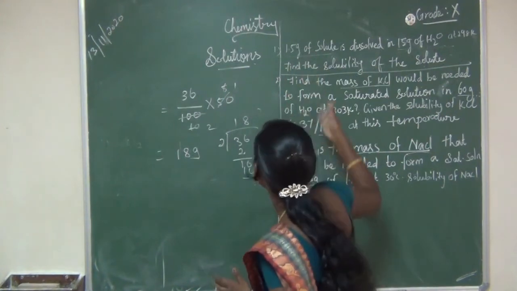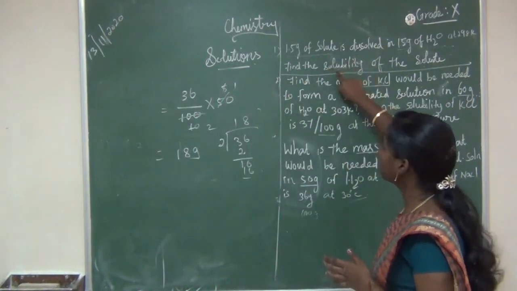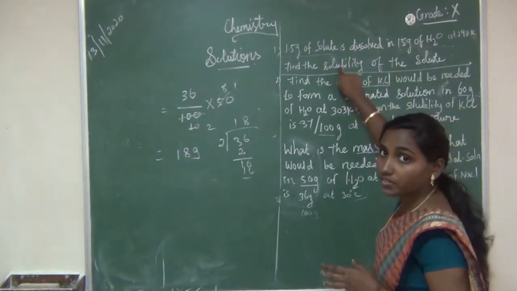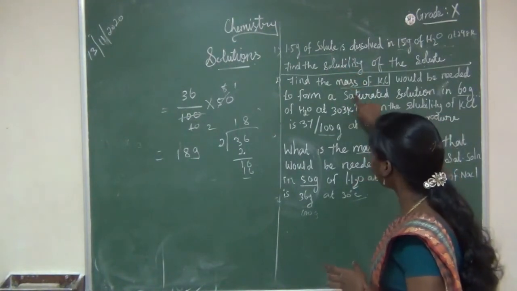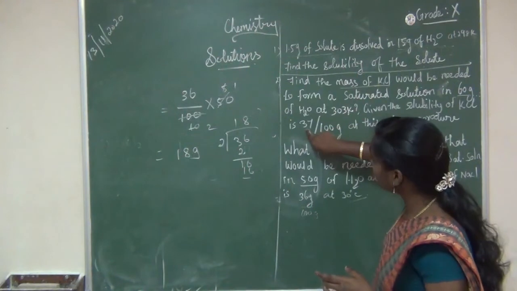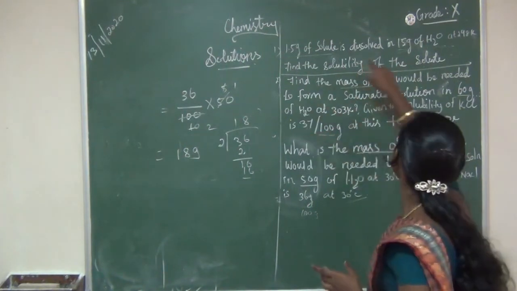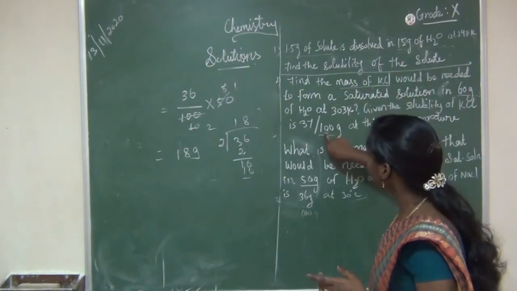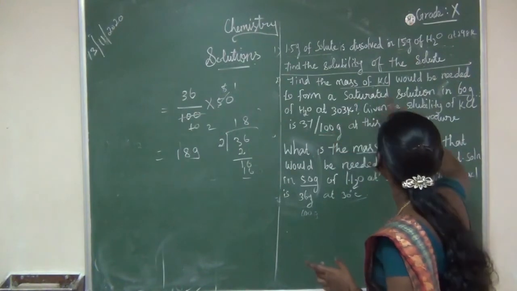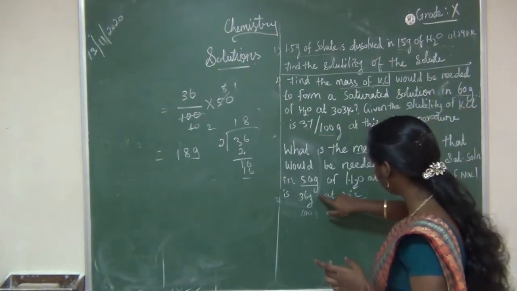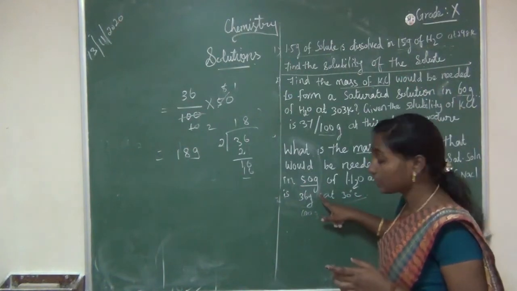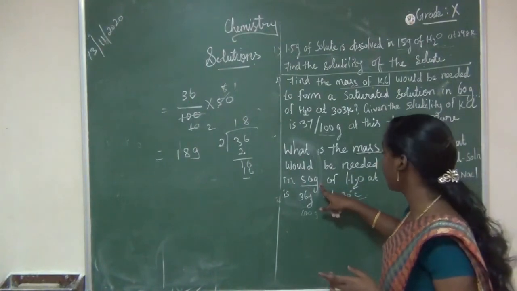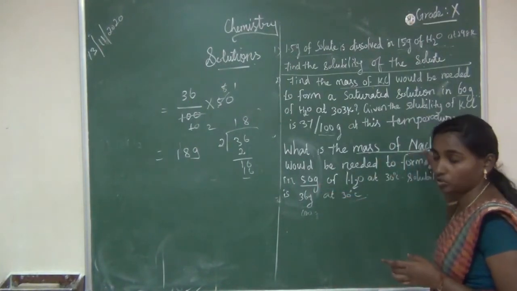Next we studied these three problems. First one, solubility. The solubility formula is mass of solute divided by mass of solvent into 100. And in these two problems, if 100 gram of water can dissolve 37 gram of salt, means 60 gram of water can dissolve how much gram of salt, right? So we need to take 37 divided by 100 into 60. Here also like that only. 100 gram of water can dissolve 36 gram of sodium chloride, means 50 gram of water can dissolve how much gram of sodium chloride. That only we need to find out.